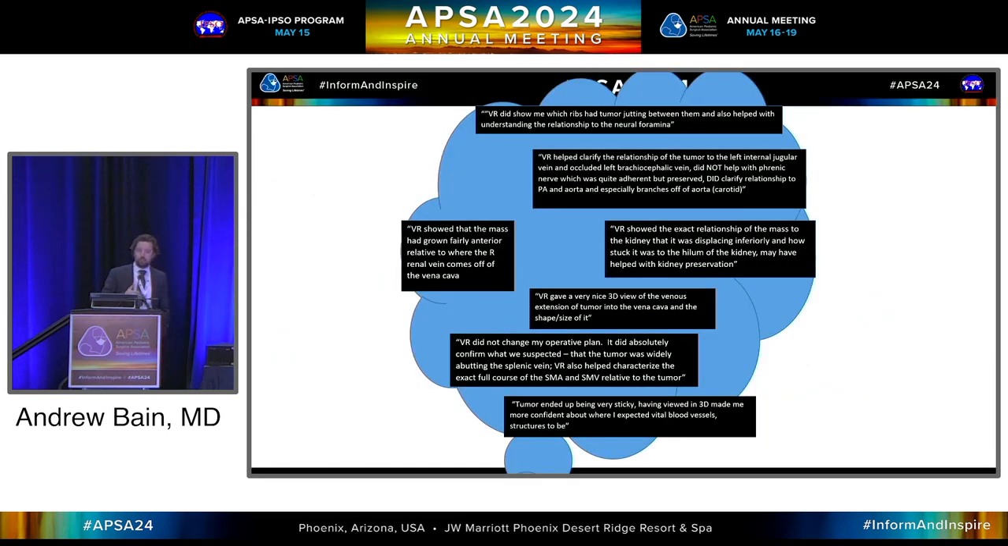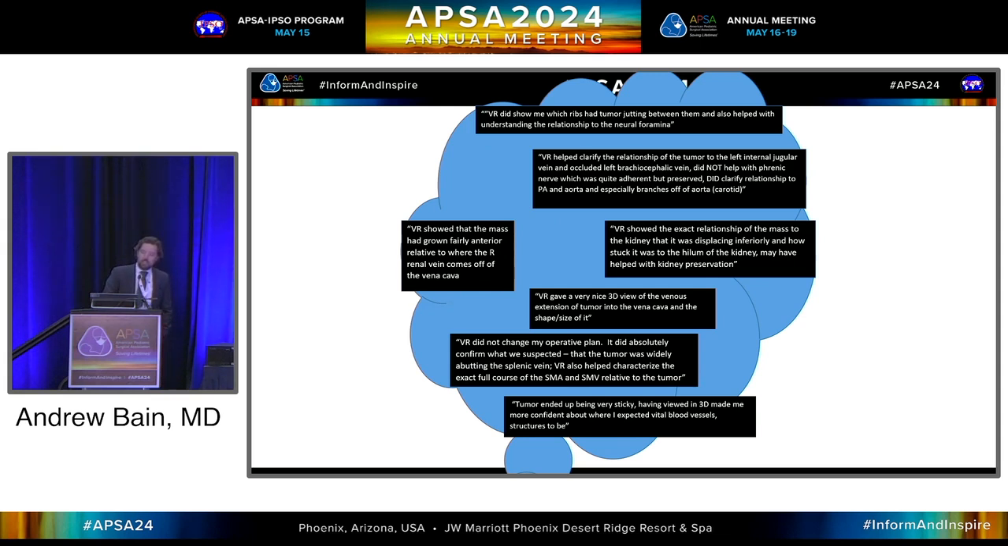Here's some representative quotations from surgeons who have experienced the virtual reality models. Things like, the VR showed the mass had grown fairly anterior relative to where the right renal vein comes off the vena cava. The VR gave a nice 3D view of the venous extension of the tumor into the vena cava and the shape and size of it. And then this one is particularly interesting. VR did not change my operative plan, but it did absolutely confirm what we suspected, that the tumor was widely abutting the splenic vein, and VR also helped characterize the exact full course of the SMA and SMV relative to the tumor.